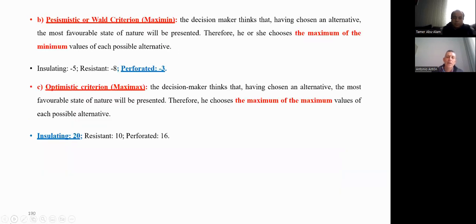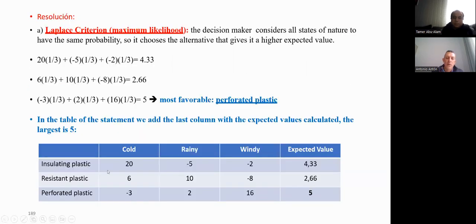So it is the maximum of the minimums. What is the maximum of the minimum? Look at the worst scenarios in every choice. You have -5, you have -8, you have -3, three bad scenarios. For the pessimistic criteria, the worst is resistant plastic, the other terrible is insulated plastic. First, in terms of the worst, is resistant. The second was perforated, and the less bad is insulated plastic.